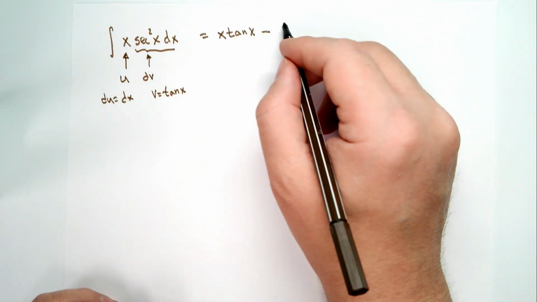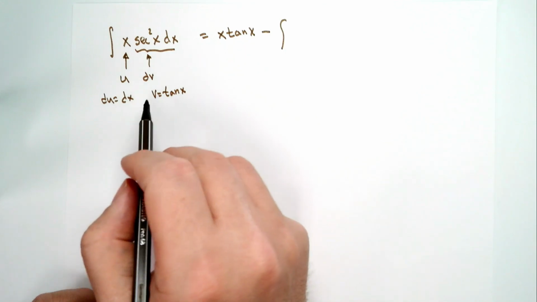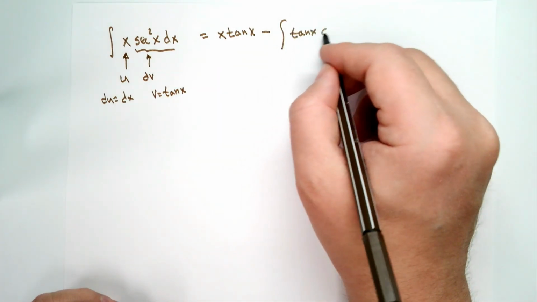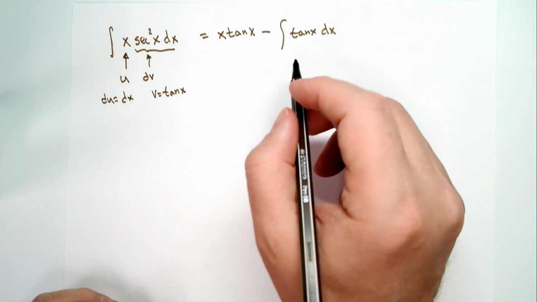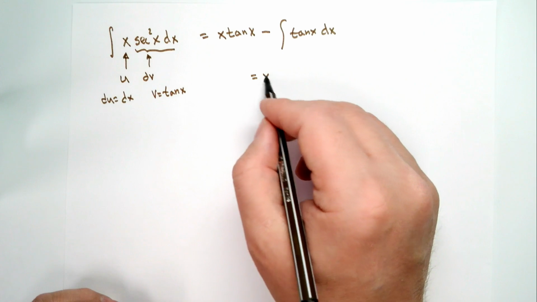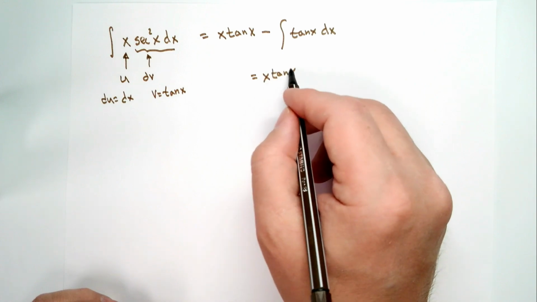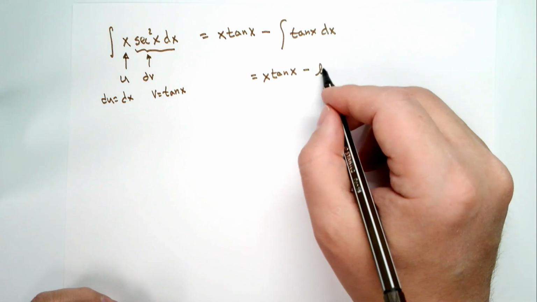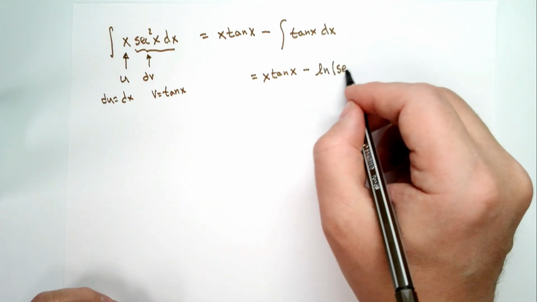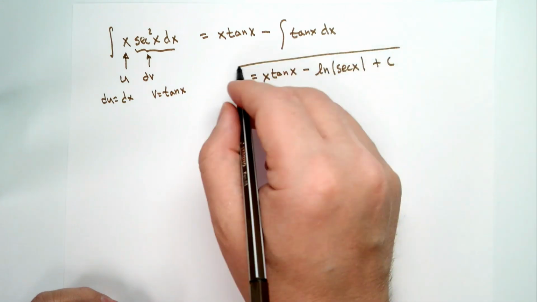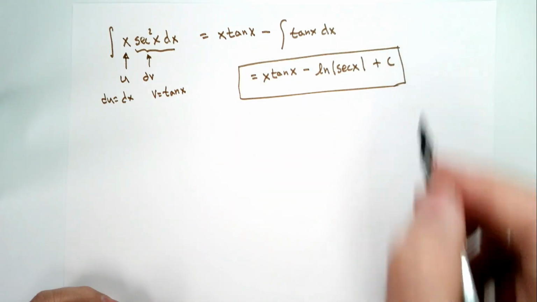minus the integral of v du, the integral of tangent of x dx. Well, do we know the integral of tangent? Yeah, that's one of those ones that was kind of a weird one. You've got to remember it. It's not the weirdest one. So the integral of tangent is log secant. And now plus c. And that's it. And life is good. A wonderful cool down.